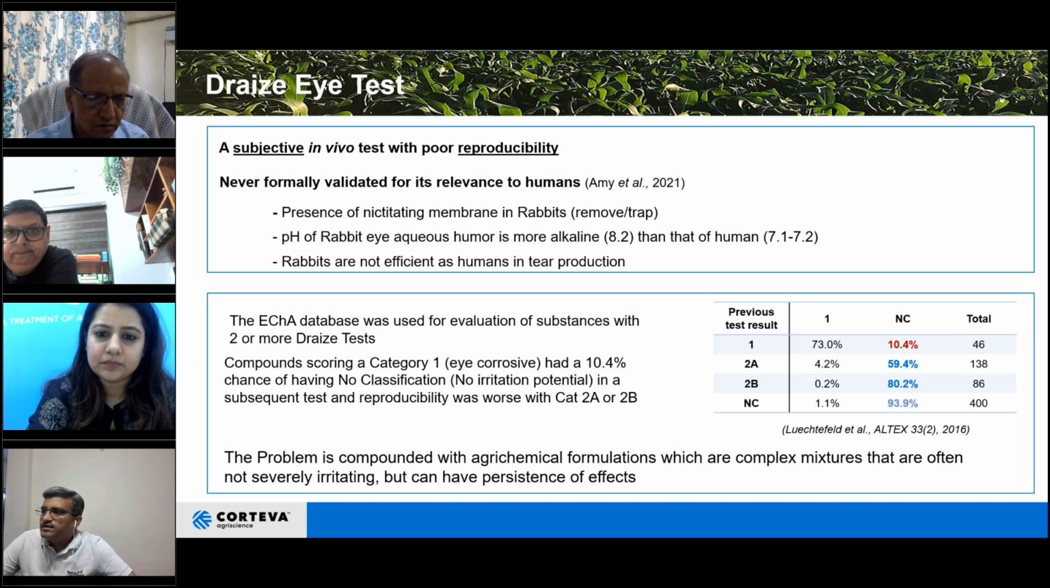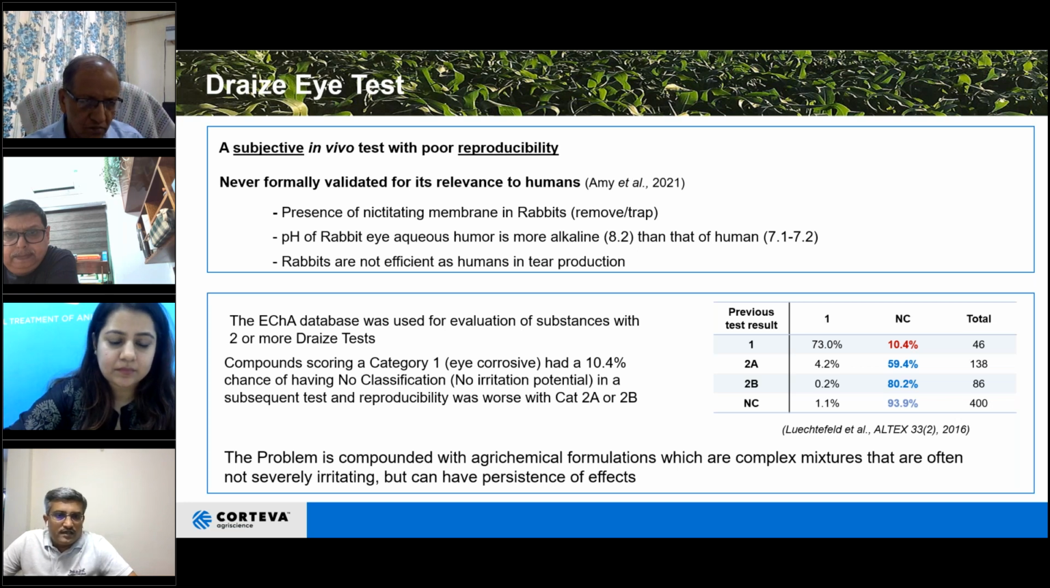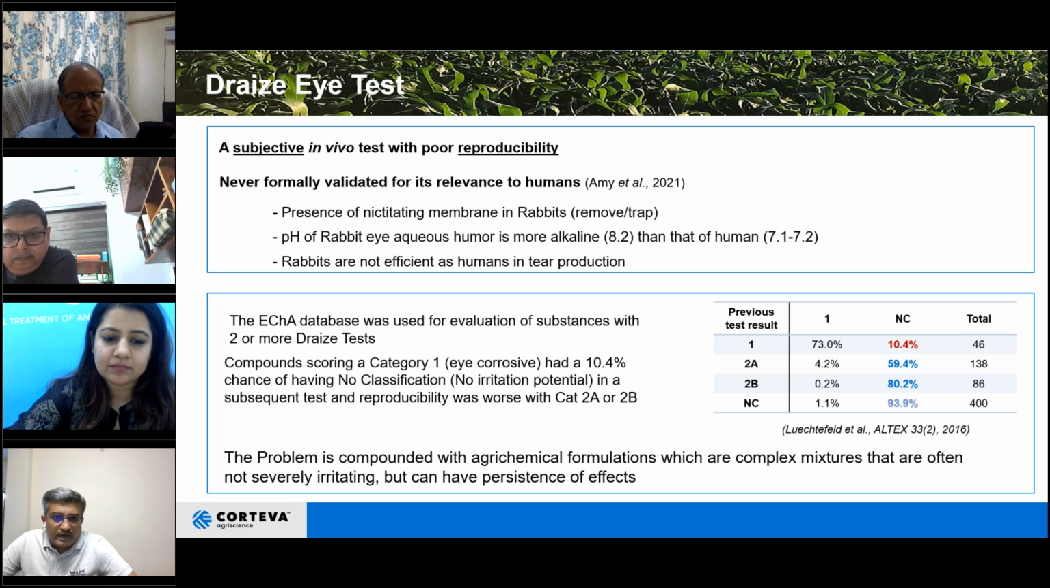A retrospective analysis of in vivo eye irritation test results was done, wherein the ICAPE database was used for evaluation of substances with 2 or more Draize test results. Compounds scoring category 1, that is eye corrosive, had a 10% chance of having no classification, that is non-irritant, in a subsequent test. And also the reproducibility for category 2A and 2B was worse. For 2A, it was around 60%, and 2B, it was around 80%. The problem is compounded with agrochemical formulations, which are complex mixtures that are often not severely irritating but can have a persistence of effects.